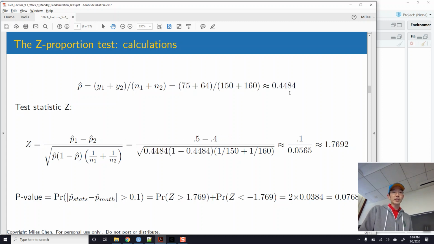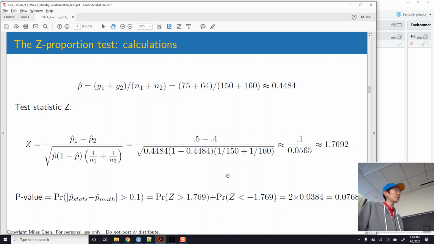And then if we calculate the z statistic, we have p hat 1 minus p hat 2, 0.5 minus 0.4. In the numerator we have our observed difference of 0.1. And then when you plug in all of these numbers for the denominator, you get a standard error of around 0.05, and that corresponds to a z-score of around 1.77. So just a little shy of our baseline number of 2, or 1.96, right?